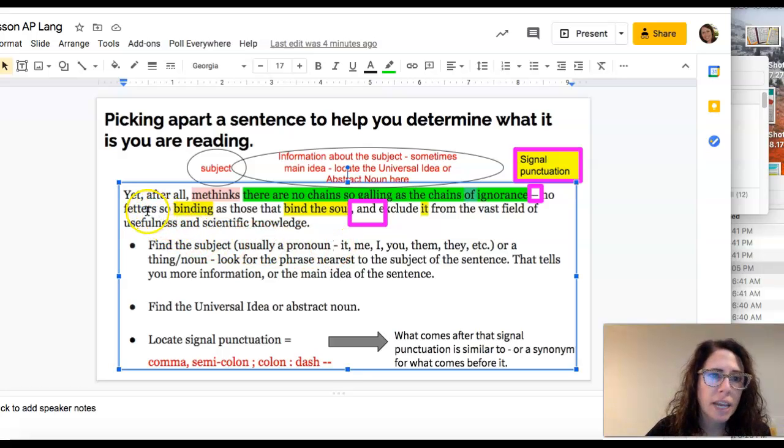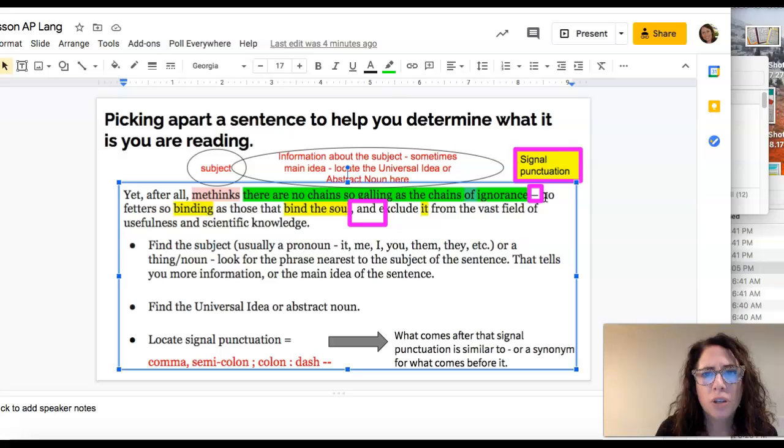Okay, so we could take two roads here. We could freak out because already she said methinks, and now she's saying fetters, and I have no idea what. It doesn't matter. Don't stress out about it, because we're replacing fetters with a word we know. For instance, something is so binding. So what is something that binds us so tight, right? So we can replace that with fetters. Replace the word fetters with the word something. Something so binding as those that bind the soul.